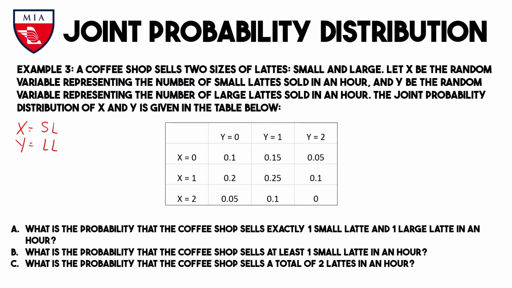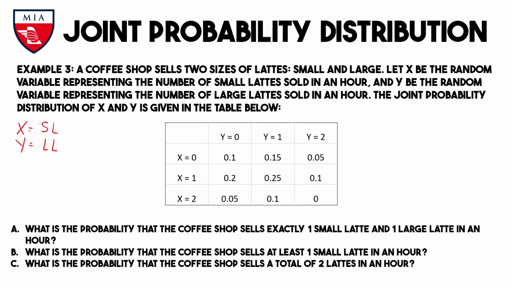So here are the questions. Letter A: What is the probability that the coffee shop sells exactly one small latte and one large latte in an hour? Letter B: What is the probability that the coffee shop sells at least one small latte in an hour? And lastly, letter C: What is the probability that the coffee shop sells a total of 2 lattes in an hour? Let's solve this problem.